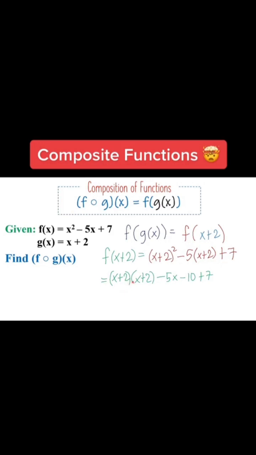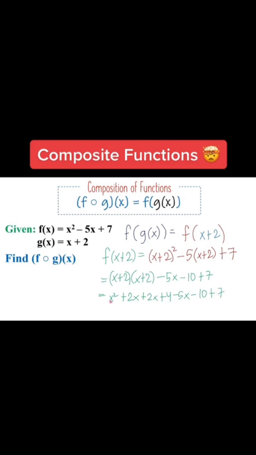To solve for these two binomials, pwede natin gamitan ng FOIL method. O kaya naman, isa-isahin natin dito. Magsimula tayo sa x. Multiply muna natin siya dito sa binomial. So x times x, that's x squared. Then x times positive 2, that's positive 2x. So we're done with x. Dito naman tayo sa positive 2. Multiply natin 2 times x, that's positive 2x. And 2 times 2, that's positive 4. So we're done with these two binomials. Copy lang natin itong mga natitira pa. So magiging plus 5x plus 10 plus 7.